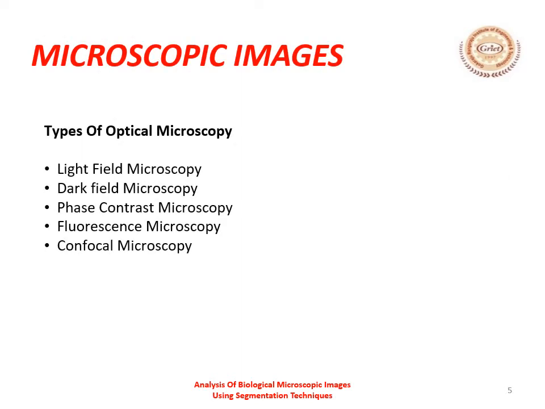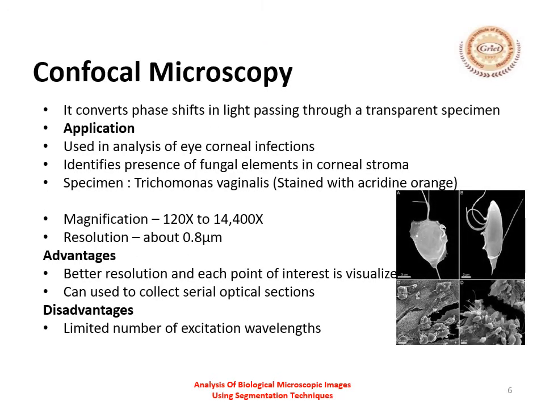There are many microscopes from which we can get our images, such as light field, dark field, phase contrast, fluorescence, and confocal. But we are only going to use confocal and fluorescence in this project. Confocal microscopy is the most advanced microscopy. It converts phase shifts in light passing through a transparent specimen. It has a better resolution, and we can visualize each point of interest separately, so we can get a series of images where we can focus on a single cell. It is used for analysis of ocular infections.